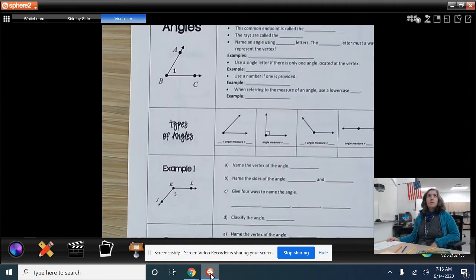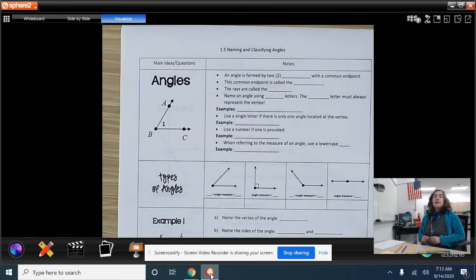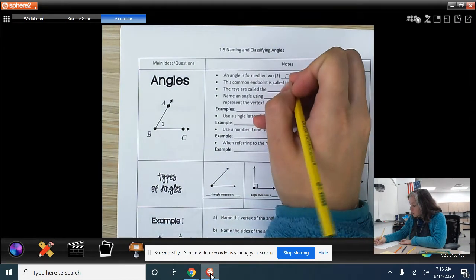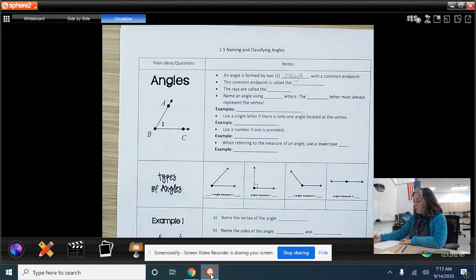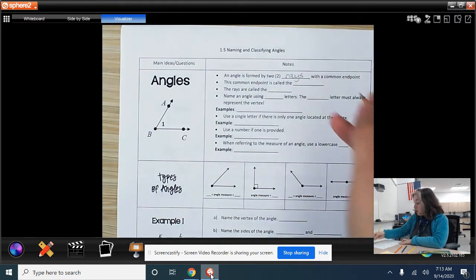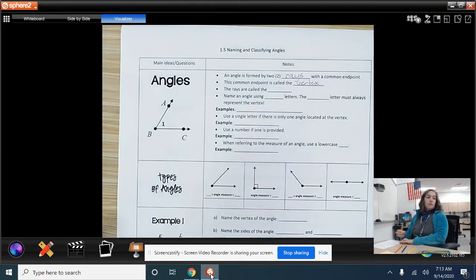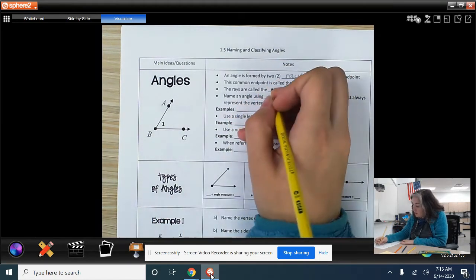All right, we are talking today about naming and classifying angles. So we know that an angle is formed by two rays with a common endpoint. We call that common endpoint the vertex. The rays are called sides of an angle.